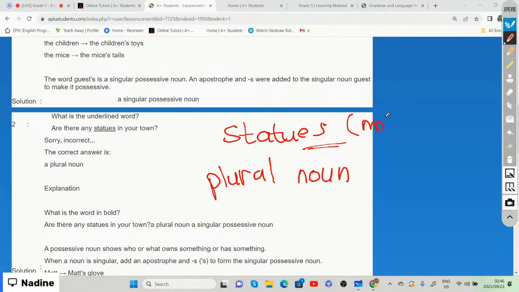So this is more than one only, not ownership. It is not showing ownership, right? So this is just a plural noun. It is just two or more, more than one statue that we're talking about. It's not showing ownership, which is not any possessive nouns.